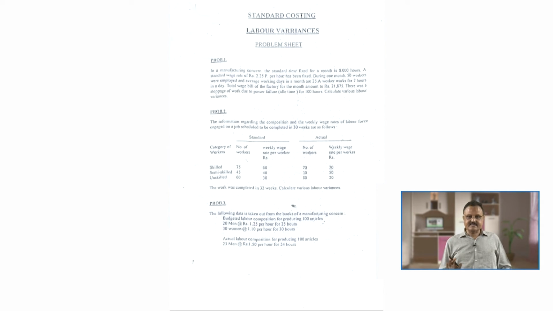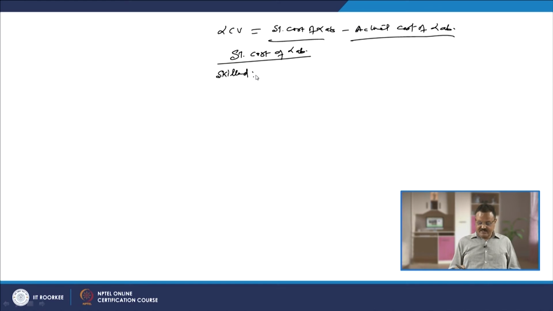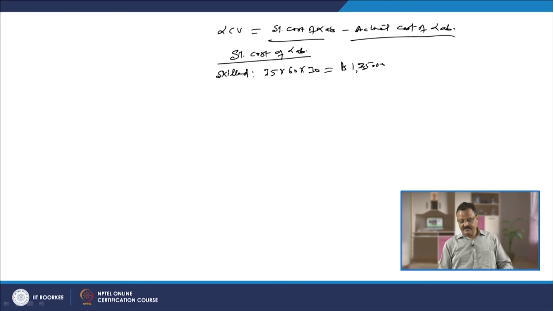That was a standard 75, and the rate we are paying is 60 rupees per week, right. So, now we will have to convert that into the standard cost for the skilled labor, and that will be 75 into 60 into 30. How much does this work out to? The standard cost will be something like rupees 1,35,000.